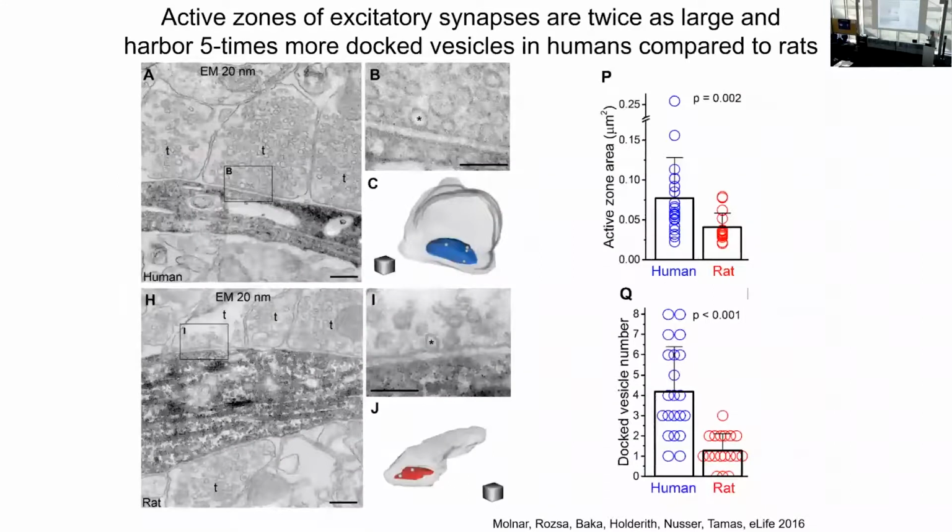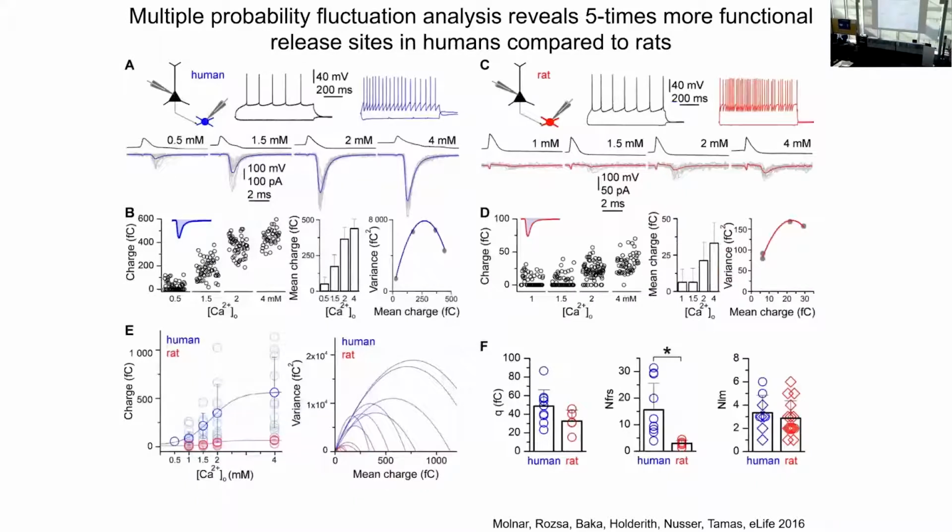So what we did, we serial sectioned excitatory synapses arriving at human and rodent inhibitory dendrites and counted how many docked vesicles we could see in the human and in the rodent. And it turns out that we have about 5 times more docked vesicles in the human compared to the rodent. Now let's just jump back a little bit. We have about 5 times difference in the number of functional release sites gauged by electrophysiology between the human and the rodent.